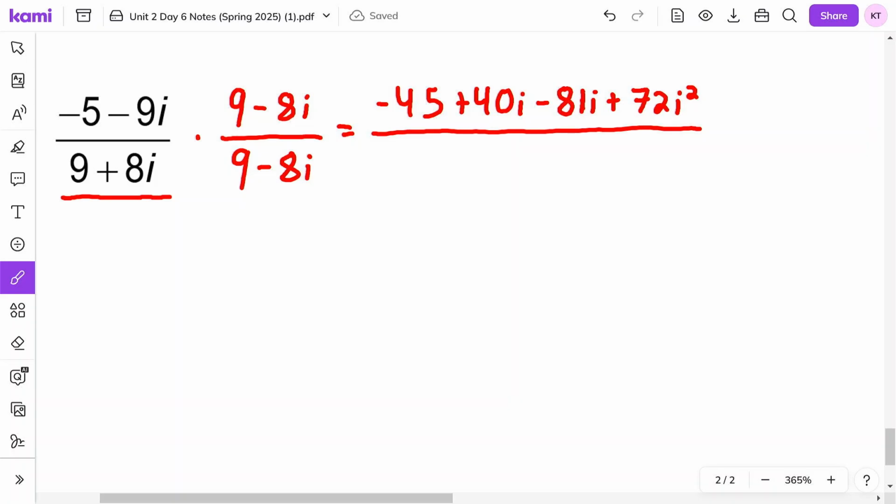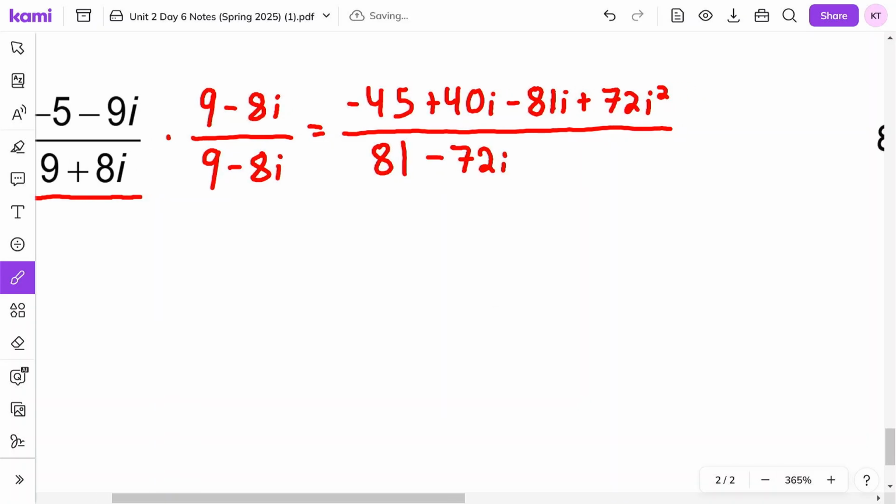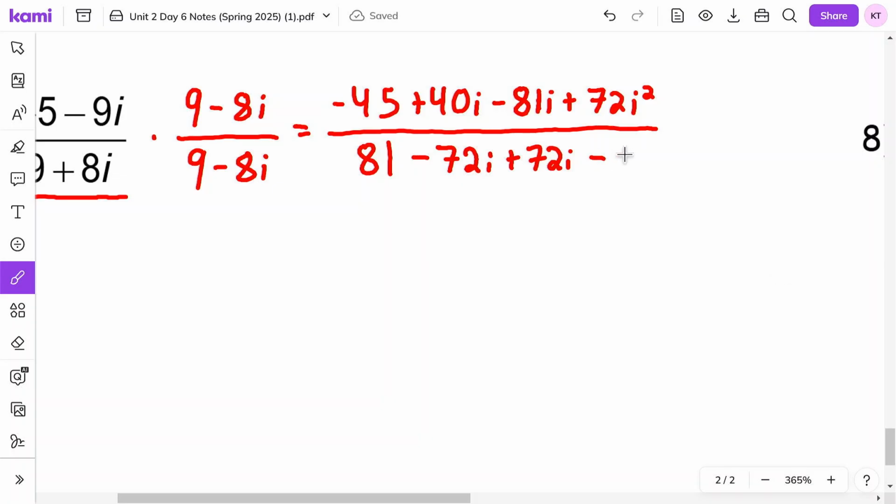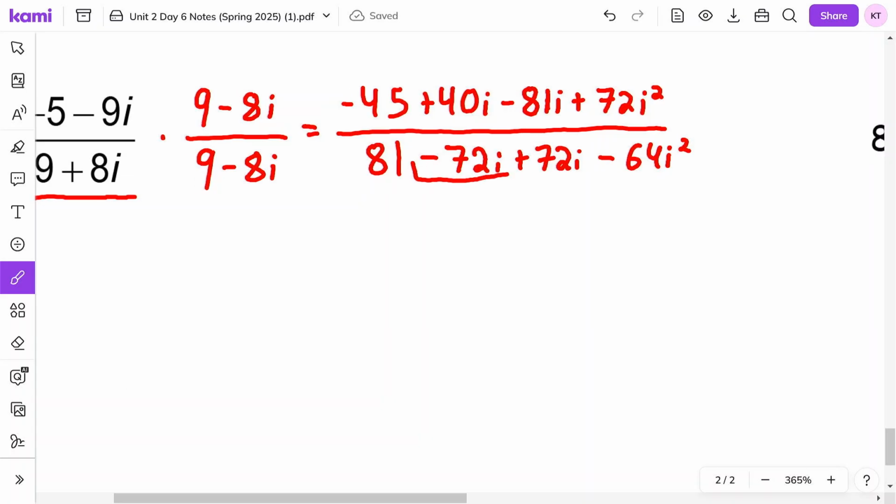And then on my denominator, again, 9 times 9 will give me 81. Then I'll get 9 times negative 8i, which will give me negative 72i. And then 8i times 9 will give me a positive 72i. And then 8i times negative 8i will give me a negative 64i squared. So I'm going to combine like terms and cancel things out here. So those two things, the plus 72i and minus 72i, will cancel each other out.